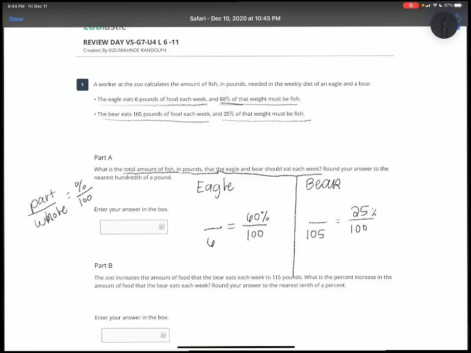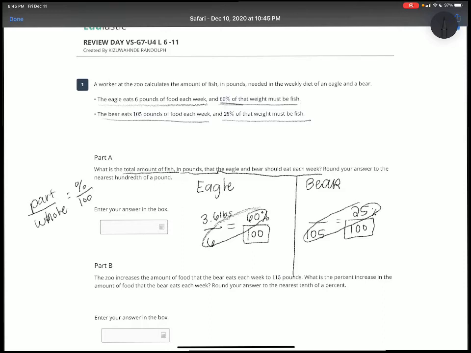You guys know the method I like to use. I call it the high hill method because I cross multiply and I divide by the number in the box. So for my first answer, how much fish does the eagle eat? That's 6 times 60 divided by 100, and that is going to be 3.6 pounds of fish. And then for the bear, I'm going to multiply 105 times 25, and I'm dividing by 100.